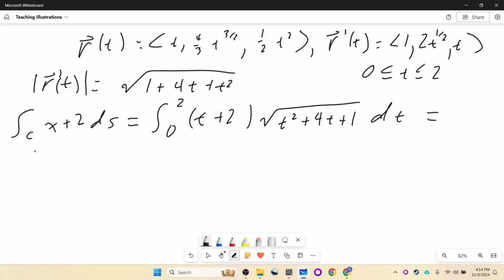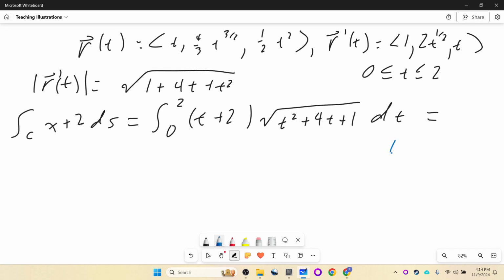It becomes 0 to 2 of t plus 2 square root of t. I lied, didn't I? That's not a perfect square at all. Huh. Well then, I guess we'll go back to the drawing board.